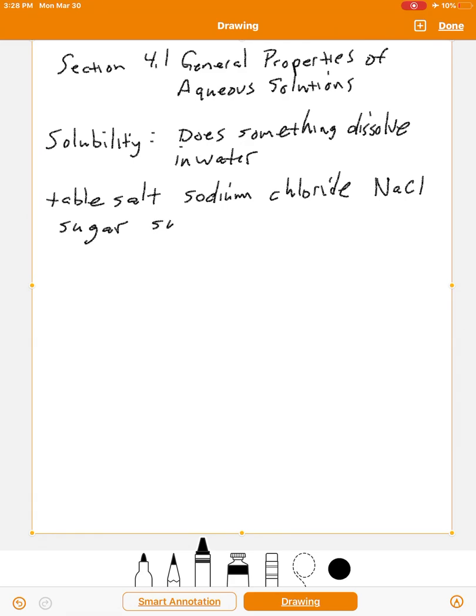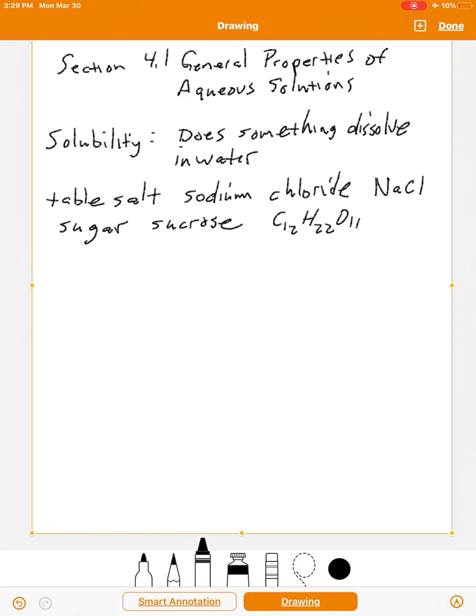Sugar is actually what's called sucrose, and it has the chemical formula C12H22O11. Even though both of these substances dissolve into water, and they both look like little white granulated crystals, they dissolve pretty much the same and look the same. It turns out they're very different substances.